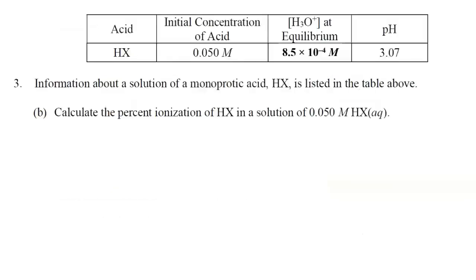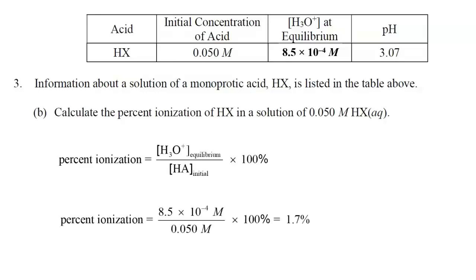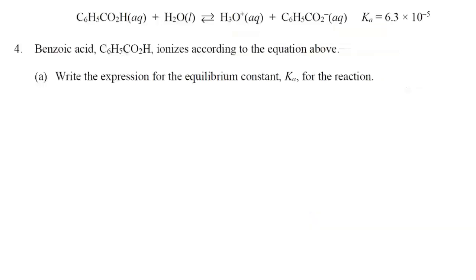So we're going to take 8.5 times 10 to the negative 4, which is our concentration of hydronium ion at equilibrium, divide that by the initial concentration of the acid, which is 0.050, and then times 100. And when we do that math, we discover that yes, this is a weak acid. It's only about 1.7% ionized in aqueous solution. Now, let's move on to question 4.